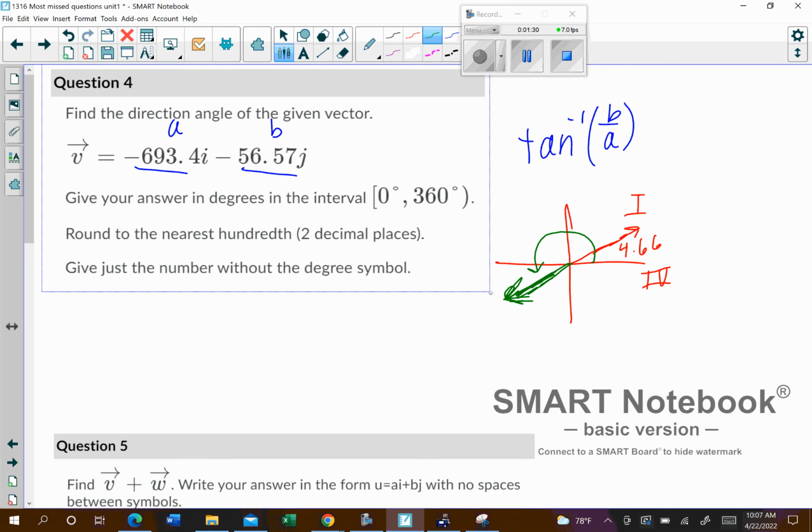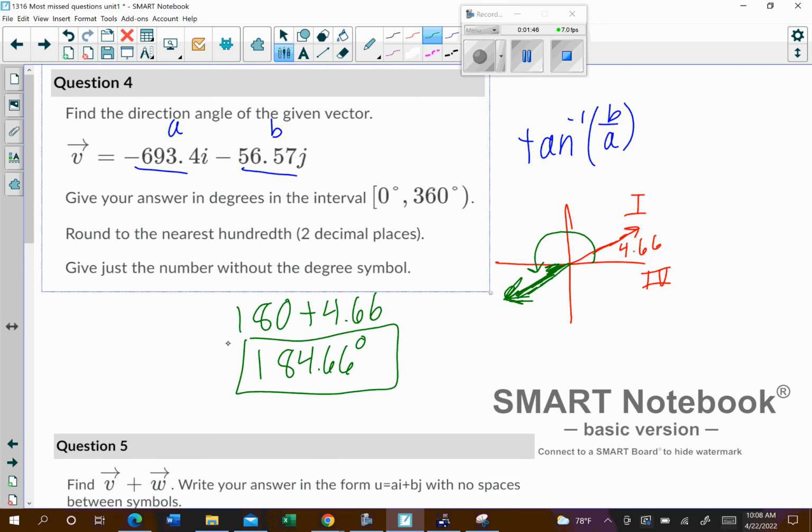So it's going to be 180 plus the 4.66 because that's what this angle is right here. So 180 plus the 4.66, so we're looking at 184.66 degrees. And so that's the first one.